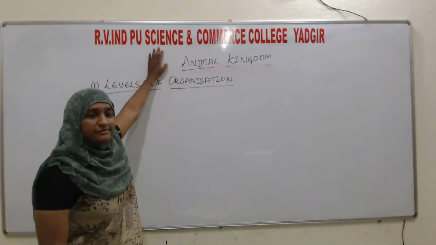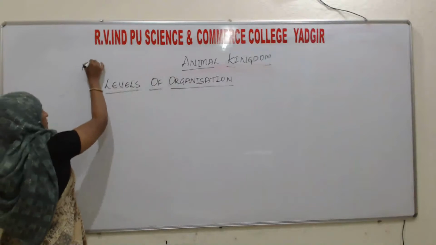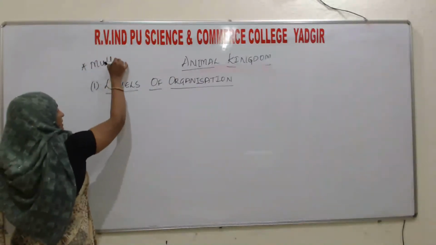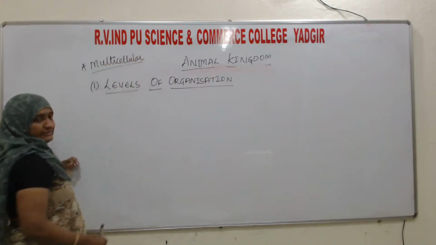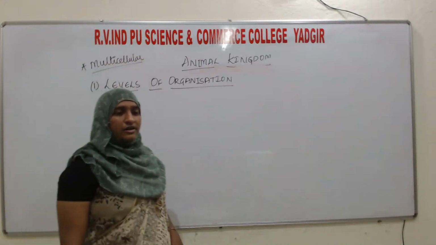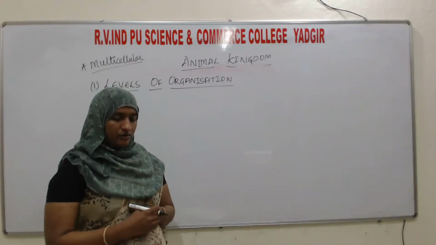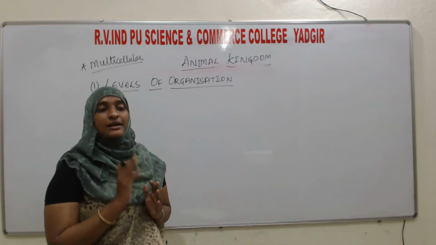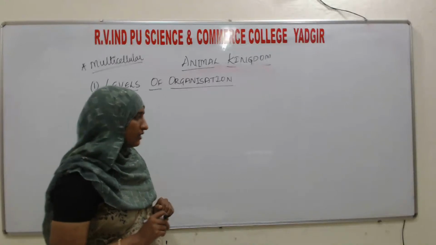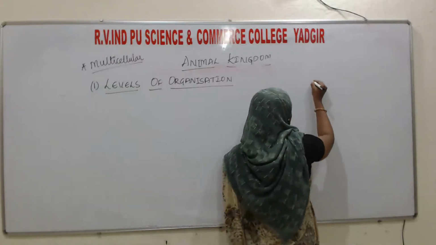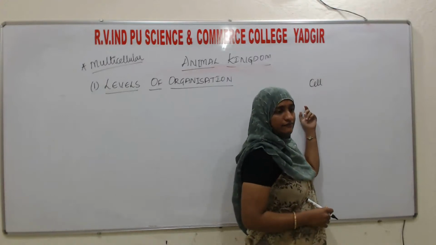All the animals which come under the kingdom Animalia are multicellular, which means their body is made up of many cells. All of them do not exhibit the same pattern of organization. First of all, the cell is the basic structural and functional unit of life.